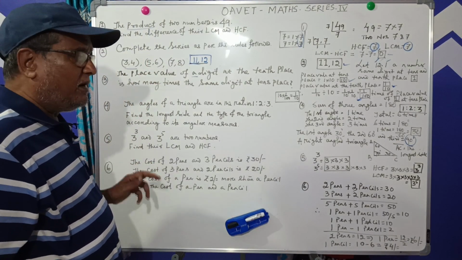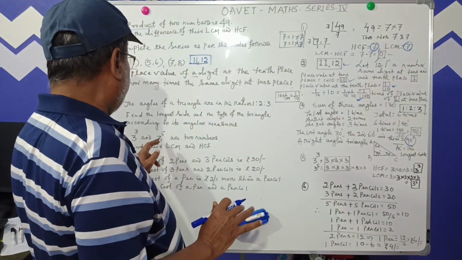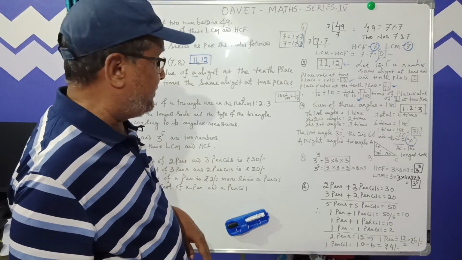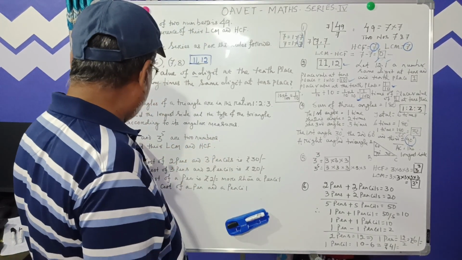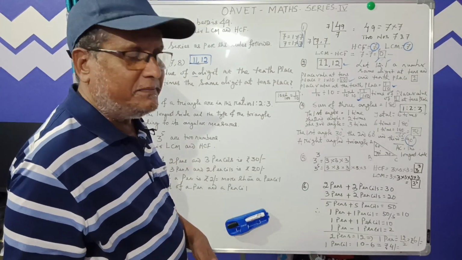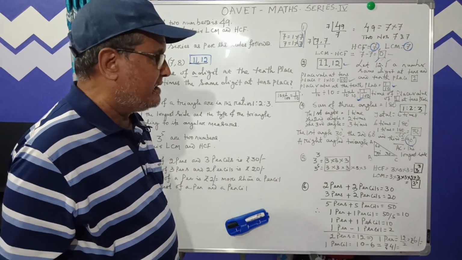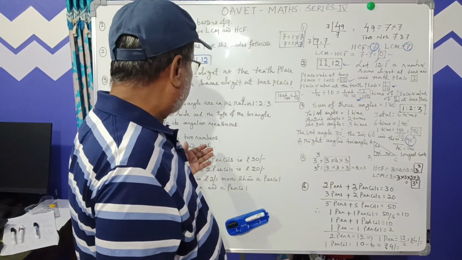Now come to question number 5. 3 to the power 3 and 3 to the power 5 are two numbers, meaning 3 multiplied 3 times and 3 multiplied 5 times. Find their LCM and HCF. This type of question you will be getting in your class 10 exam.